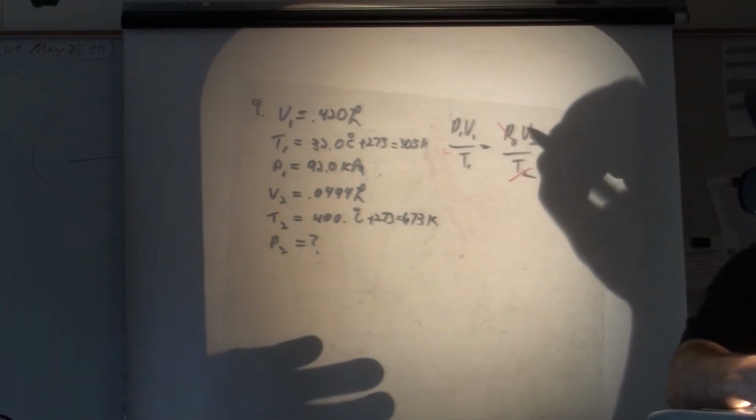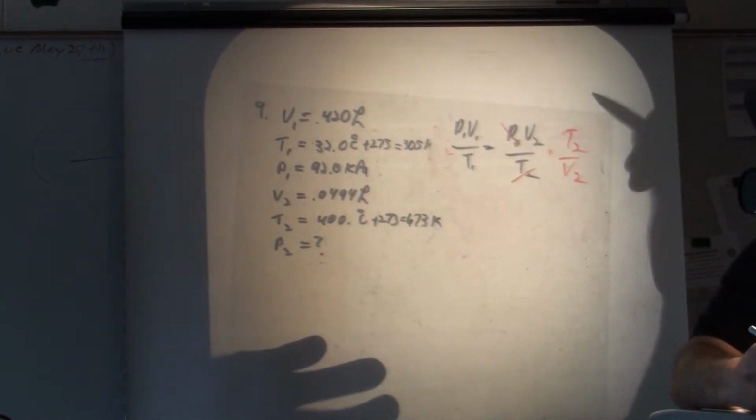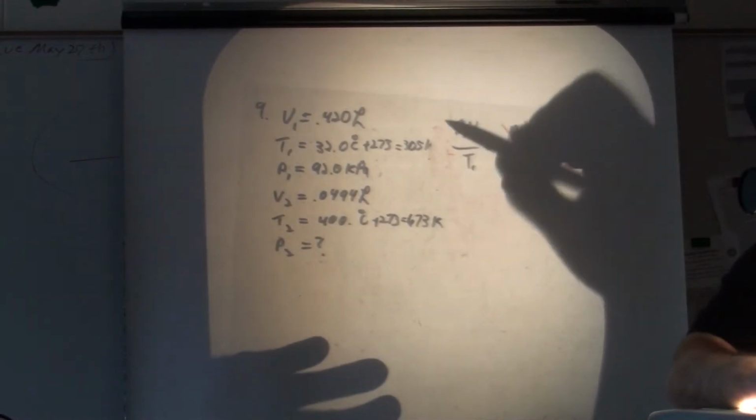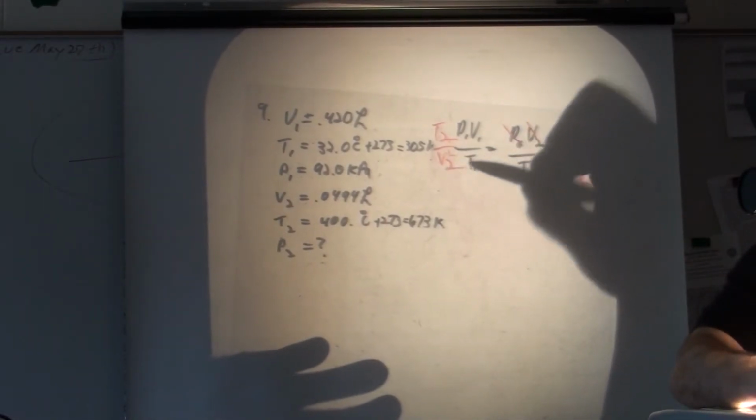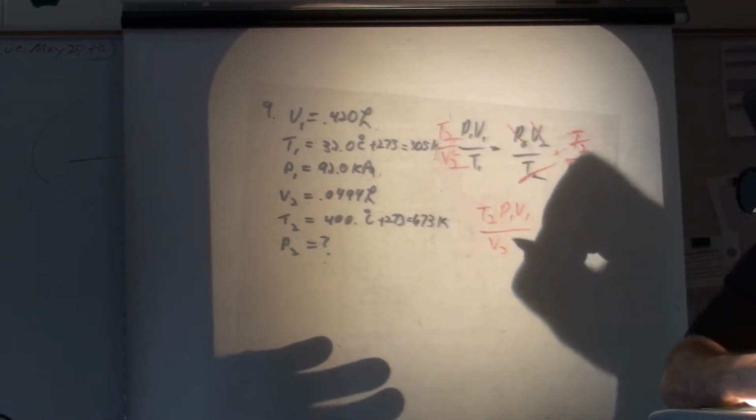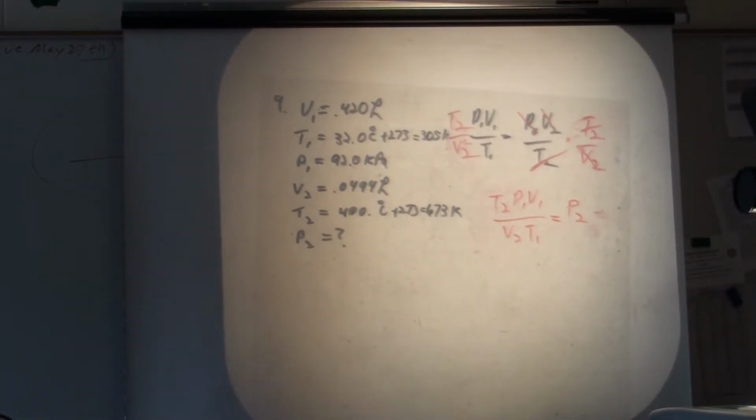So we want P2 by itself, so we're going to do this. So the V2 and the T2 cancel. Then we get T2 P1 V1 over V2 T1 is equal to P2. Much better, don't you think, Malgorzata?